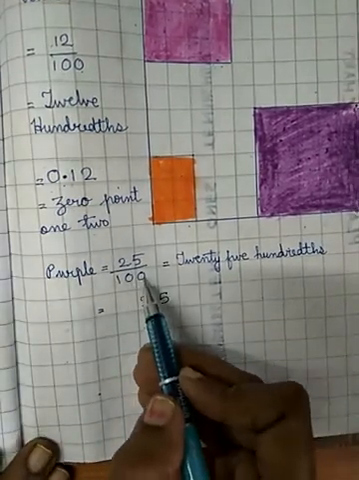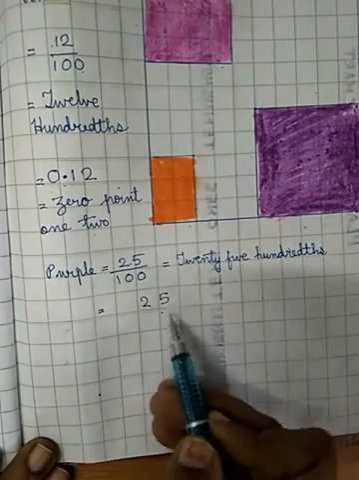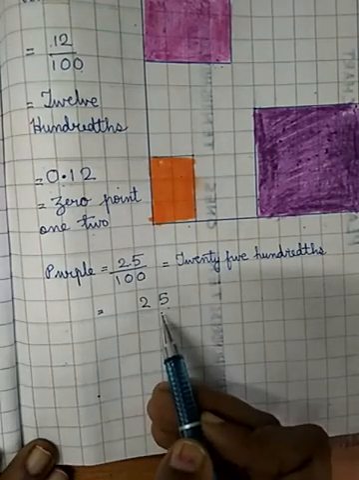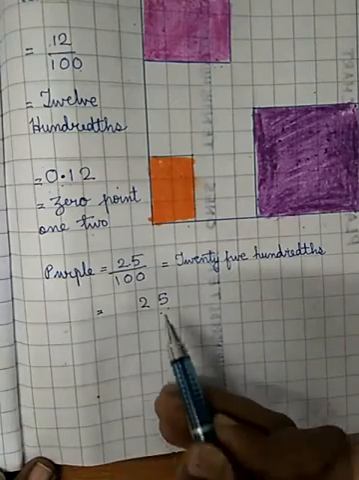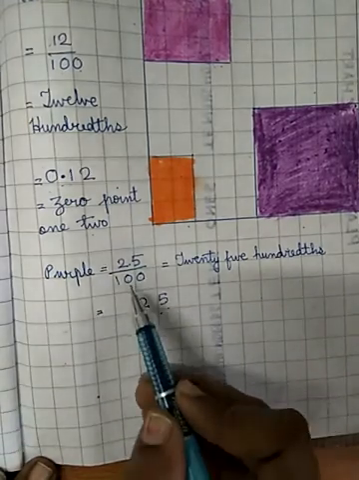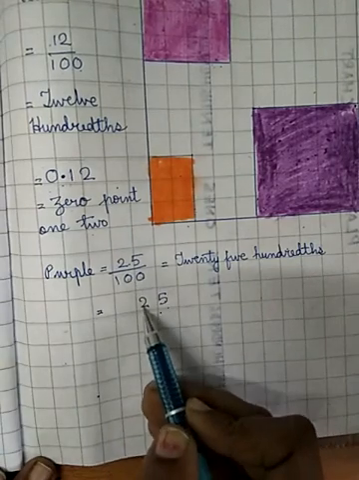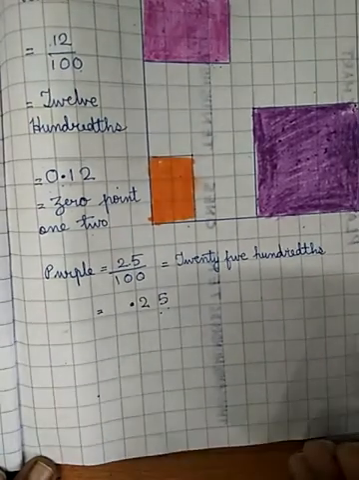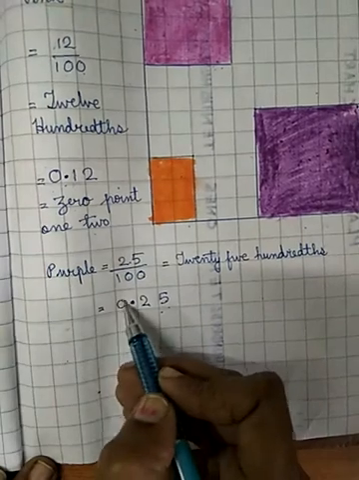Then count the number of zeros. 1, 2, 2 zeros. Start from the right. Okay, don't forget. Don't start from the left. Start from the right. So 1, 2. How are you counting this? 1, 2. The point will come here. Okay, and you can put a 0 if you want.